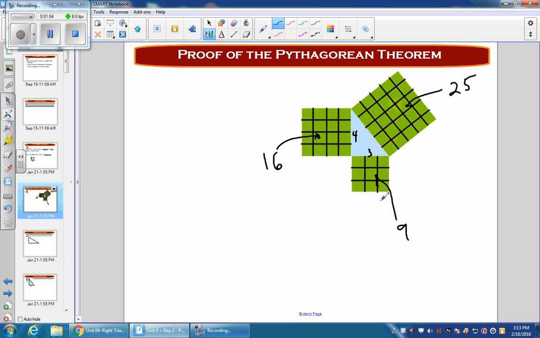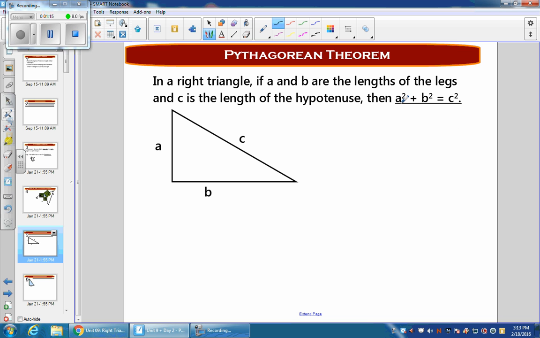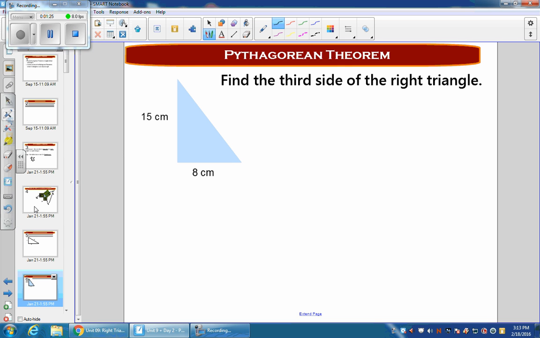Not these particular numbers, of course, but if you look at 16 plus 9, that's going to equal 25. And that's what Pythagorean theorem says: a squared plus b squared is equal to c squared. Now, hopefully you've learned about Pythagorean theorem before. We've used it through the first half of this year. So now we're going to do it using the rules that we learned with square roots.